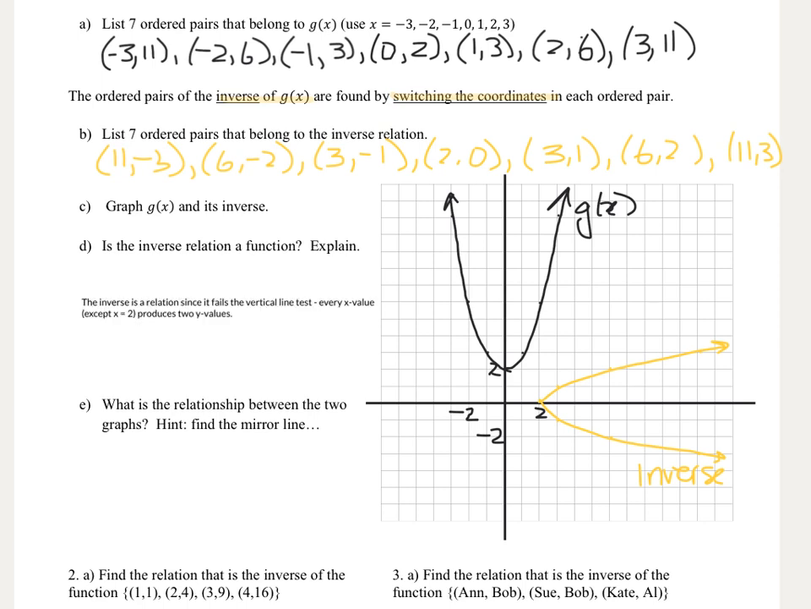In terms of the relationship between the two graphs, I'm going to highlight some points here. You can see that, for example, this point right here becomes this point here on the inverse when we switch the x and y coordinates. And then this point is now going to become this point. This point is now this point, and so on and so forth. So this mirror line that I'm asking you to find is actually the line y equals x.